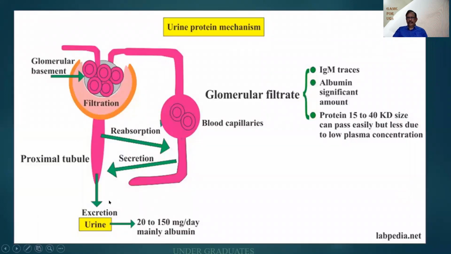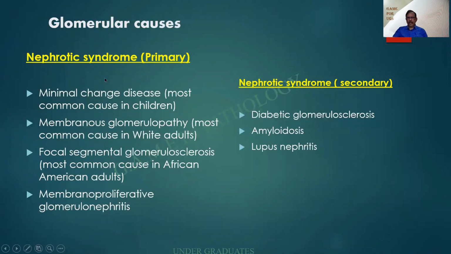So the beautiful one, I would like you people to again recollect: what is the glomerulus doing? What is the tubule doing? What is the reabsorption? How is it going back to the blood? And what is the glomerular filtrate, which is mainly albumin. The glomerular causes, nephrotic syndrome is the main one. All the components of nephrotic syndrome you should mention. There can be secondary nephrotic syndrome in a case of diabetes, amyloidosis, SLE. So these causes you will have to memorize, rattle off in no time.